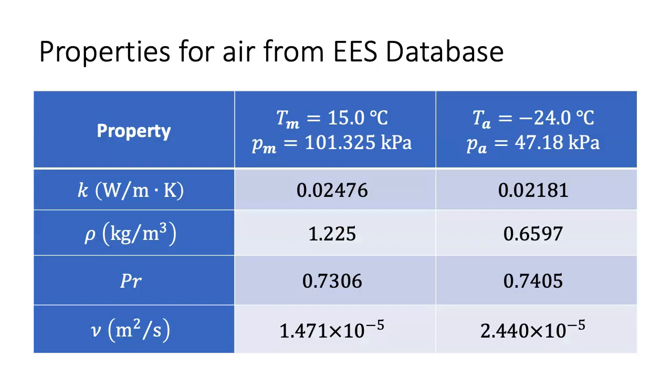Before we begin this problem, we will look at a table of properties that have been obtained by using the property database in EASE for air as an ideal gas. The conditions for the wind tunnel testing with the model and the actual conditions are presented. Note that at an altitude of 6 kilometers, the temperature and pressure both drop significantly. This results in a drop in density of about 50% and a rise in kinematic viscosity of about 65%. Less significantly, the decrease in thermal conductivity is about 12%, and the increase in Prandtl number is only about 1%.